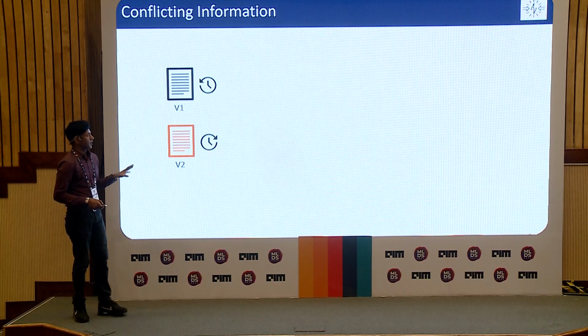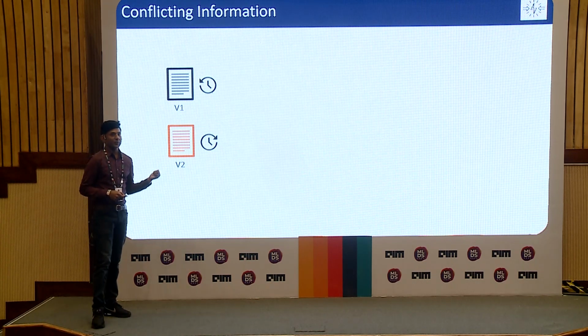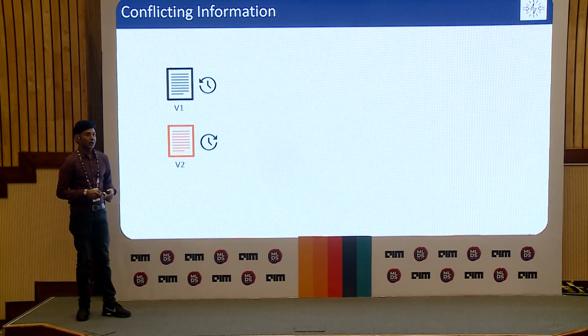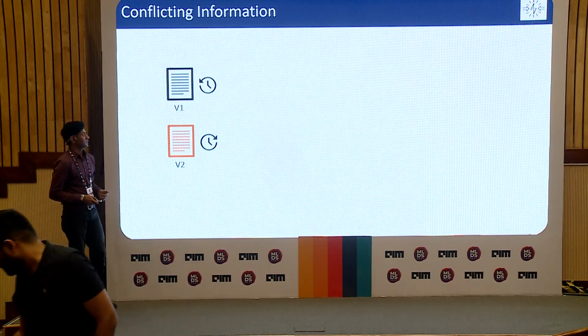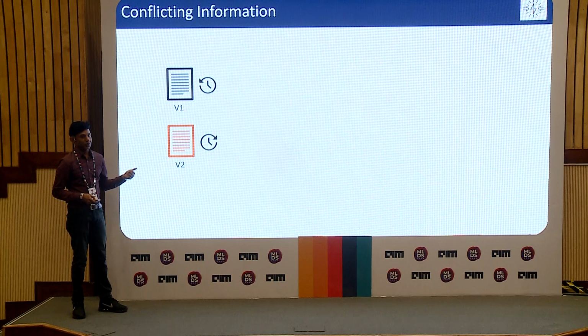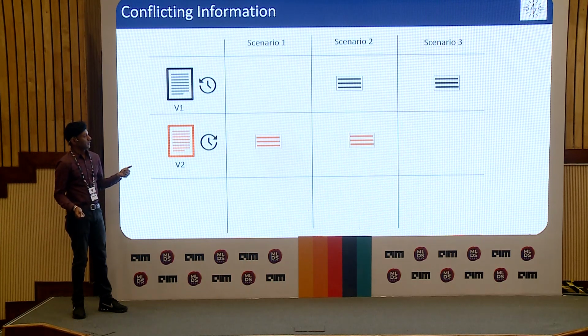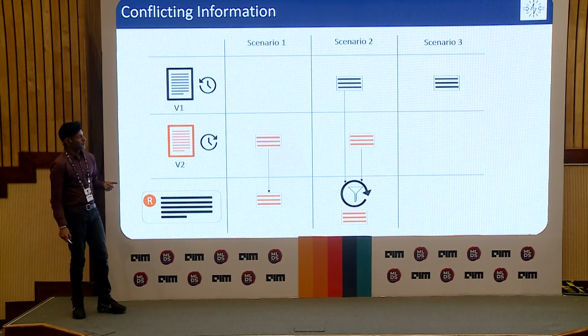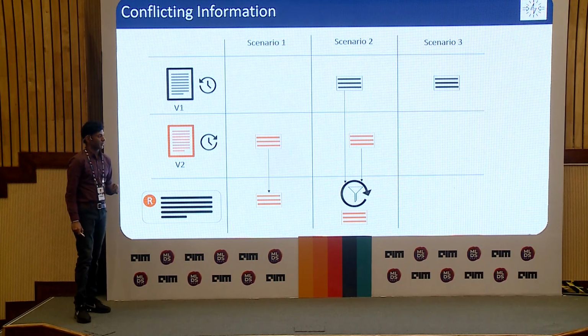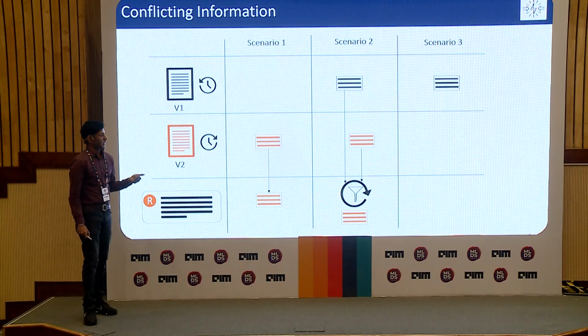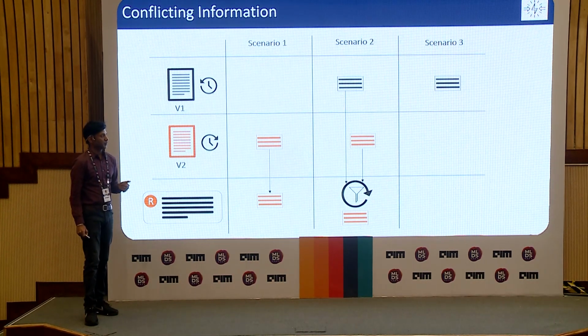Okay, let's take an example. What happens if you come across a scenario where we have conflicting information retrieved as part of the retrieval process? Here, we have two versions of the document. In the second scenario, we have retrieved chunks from both the older version and the new version of the document. Here, we are applying post-processing filtering to take the latest chunk and generate the response to the user.